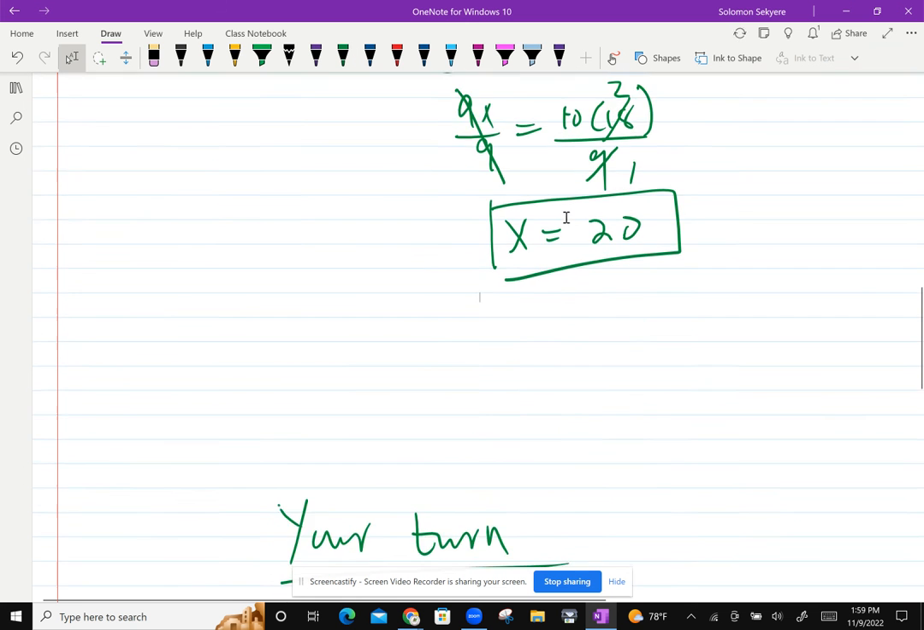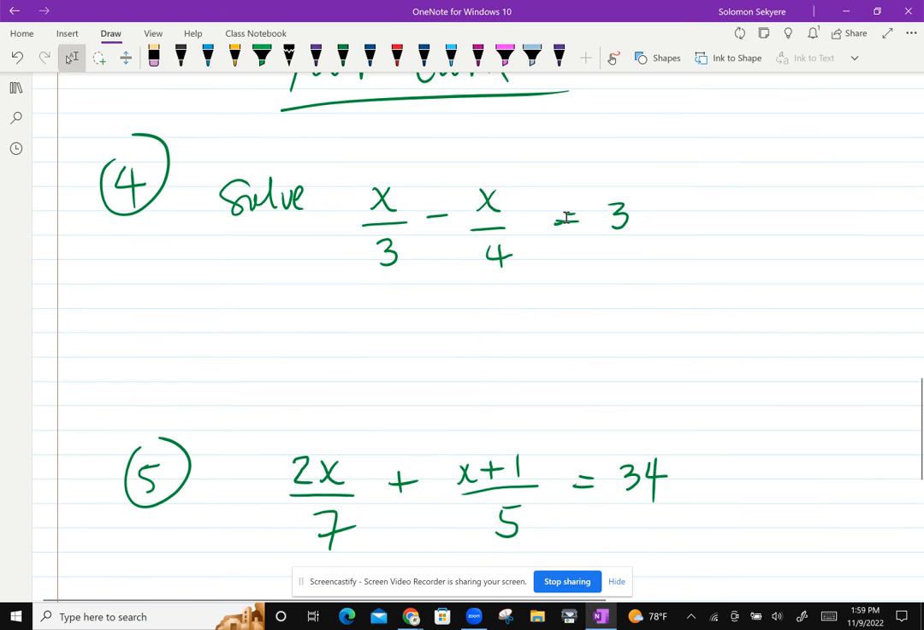Now, can you do this? Your turn. Can you solve this? Send me your answers. Number 4 and number 5. What is the value of x? What have I taught you? Go back, review the video.